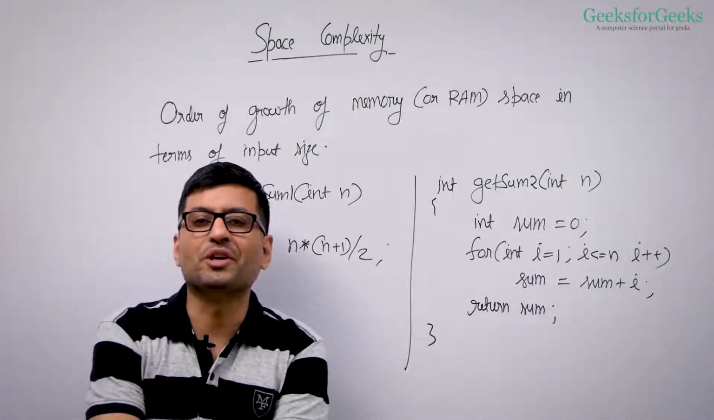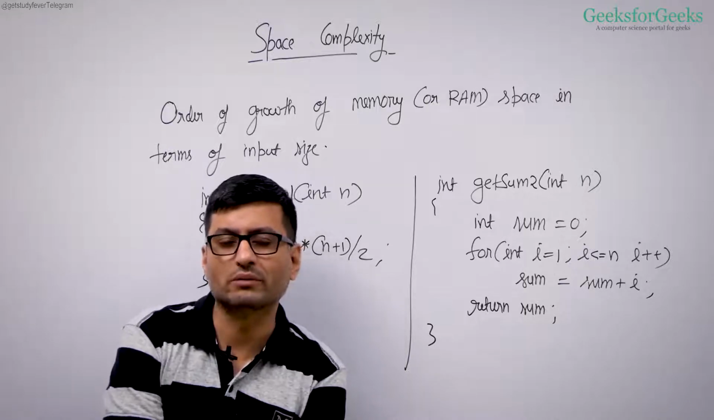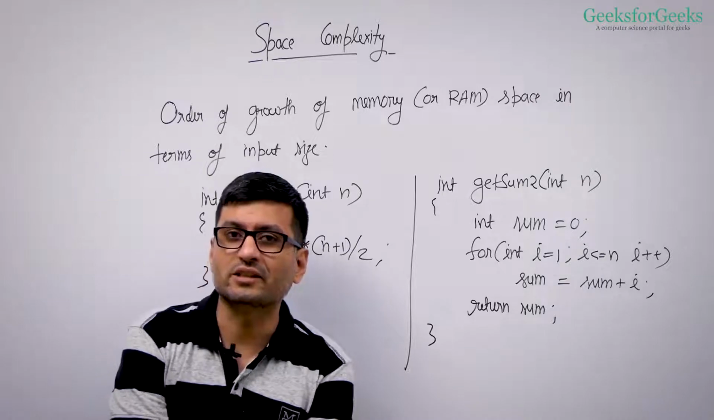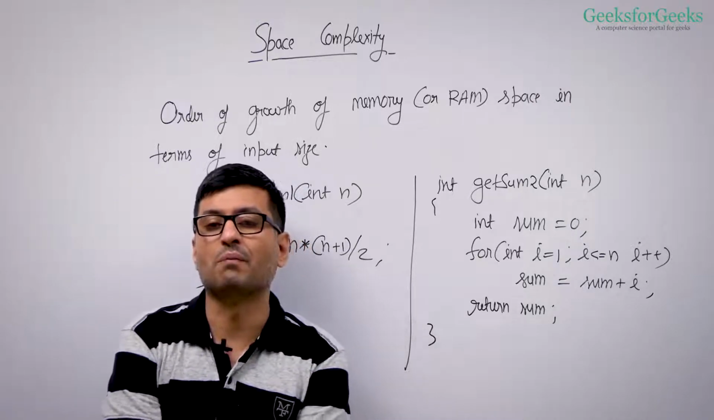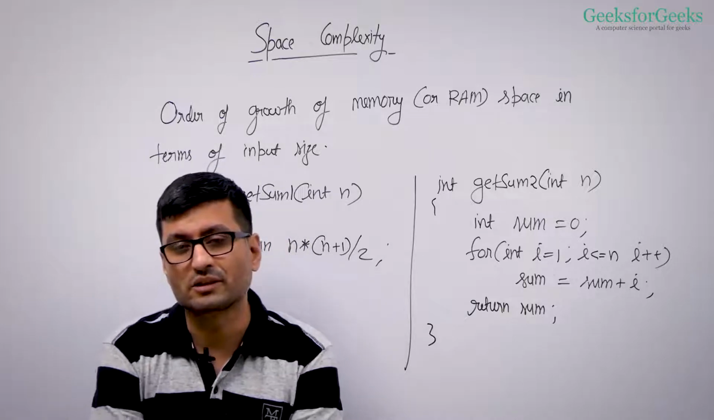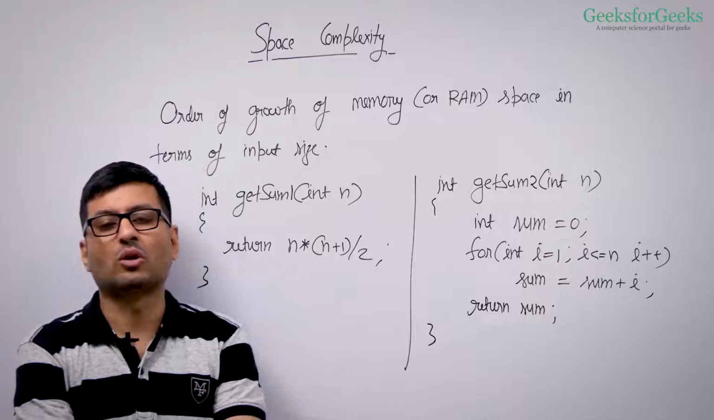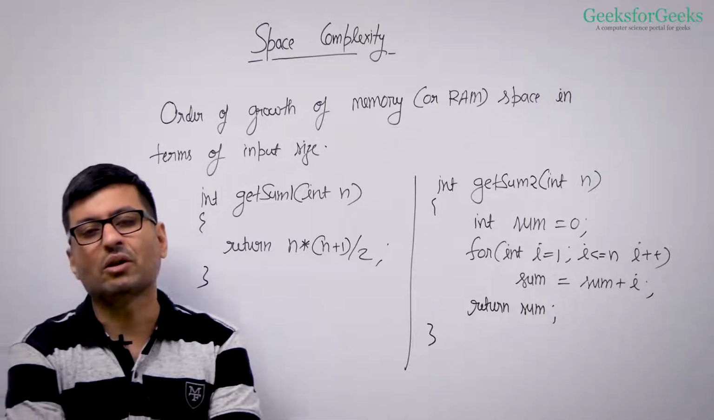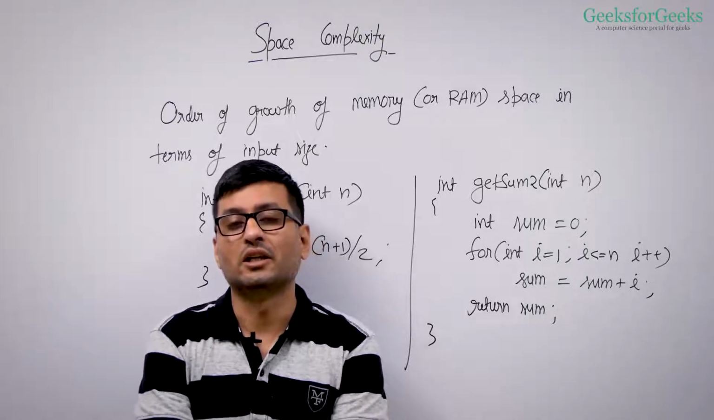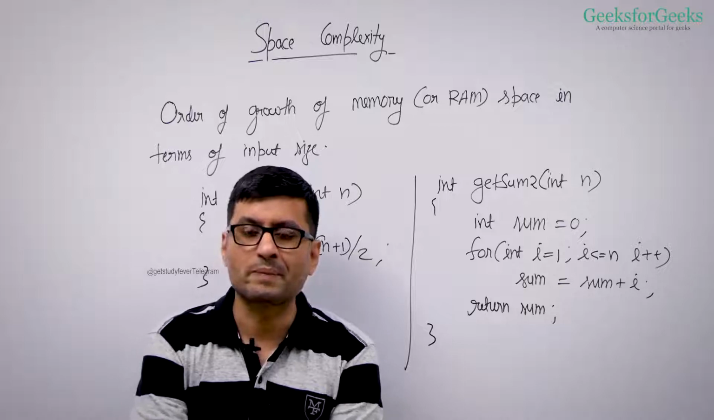Hi, in this video we are going to talk about space complexity of algorithms or programs. Space complexity is defined as order of growth of memory space or RAM space in terms of input size. It's similar to time complexity. Time complexity is order of growth of time taken of an algorithm or program in terms of input size. Instead of time taken, here we have memory taken or RAM amount taken.